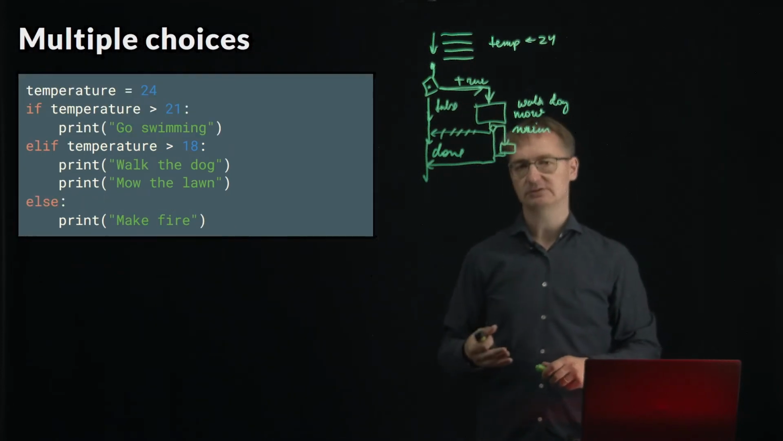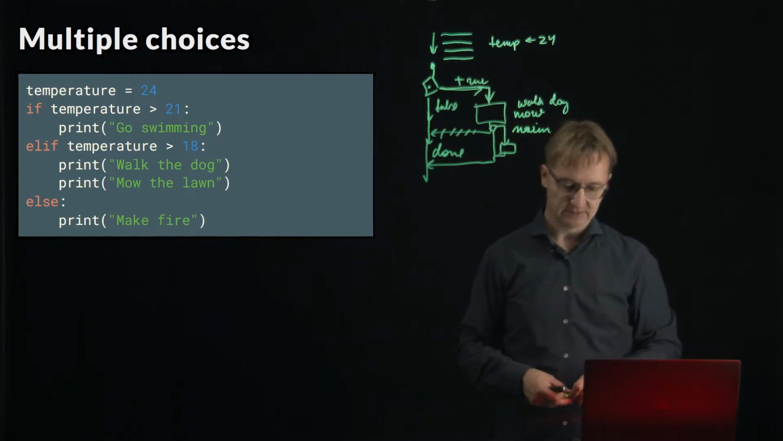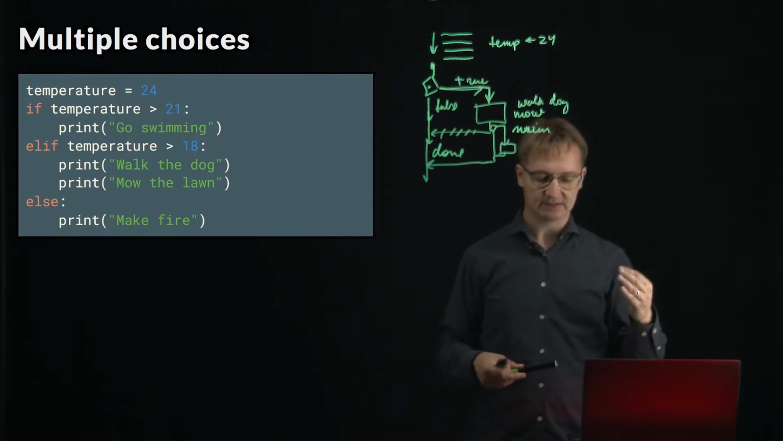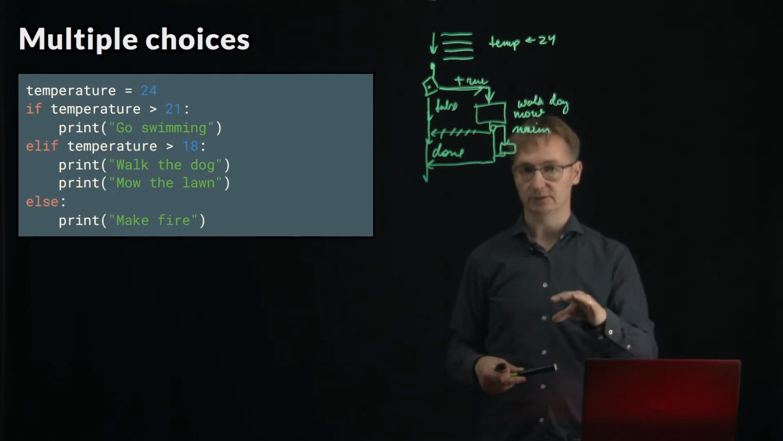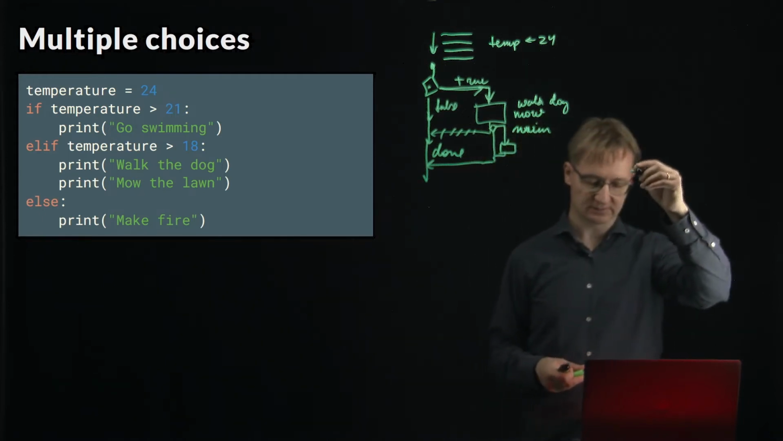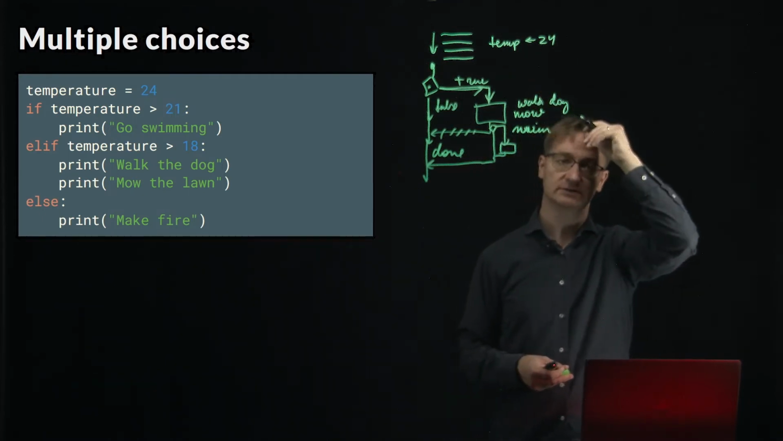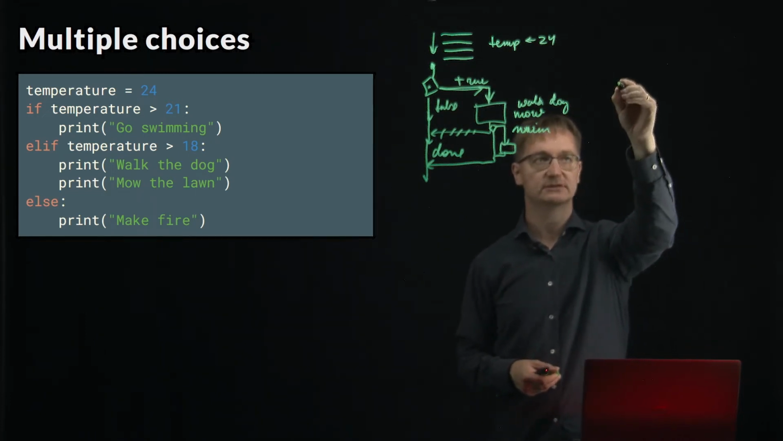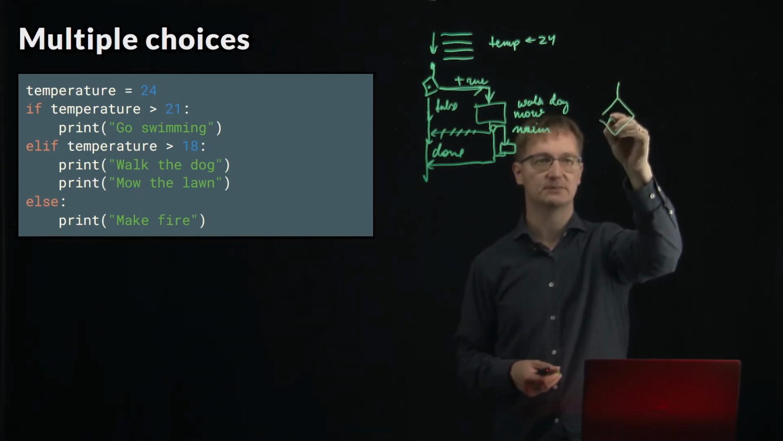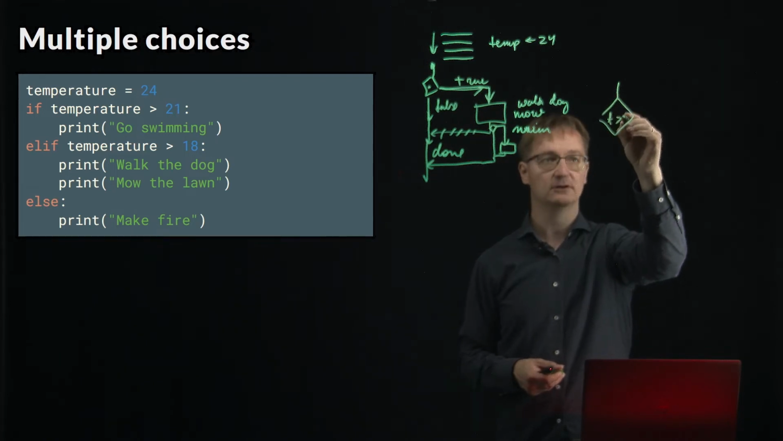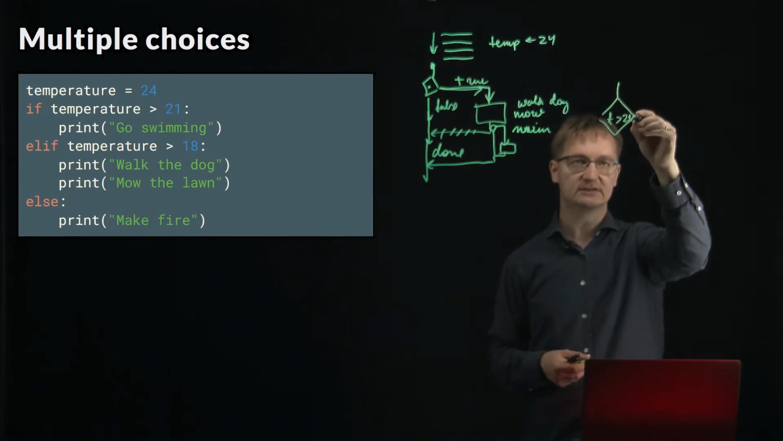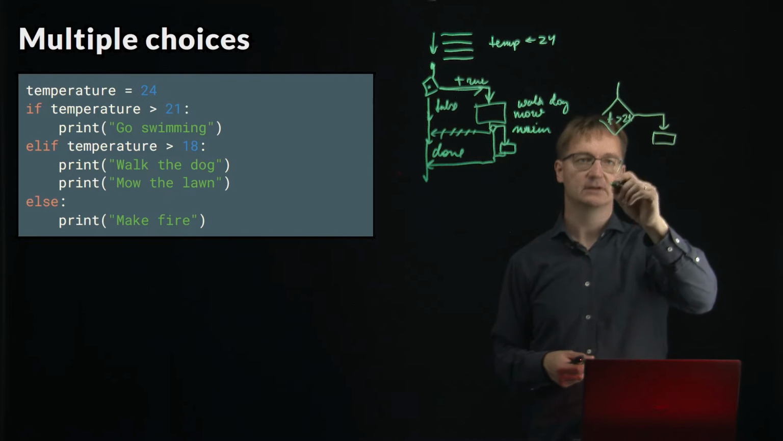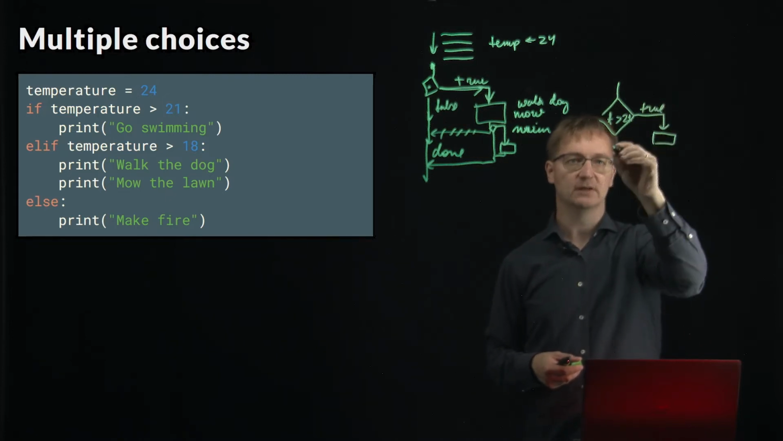Now, the if statement also allows multiple choices. Basically there are different conditions, and we can execute one of those branches. So let's draw it here. We also have this temperature variable. The first thing we check is whether the temperature is above 21. The condition is inside this diamond. If it is true, then we do something, and if it's false, then we go here.